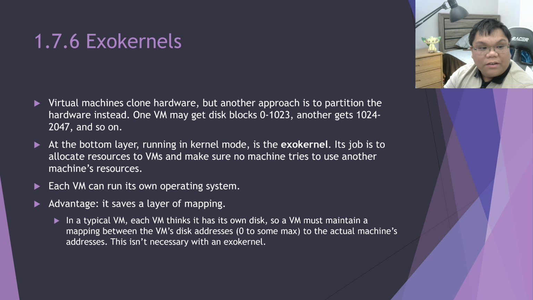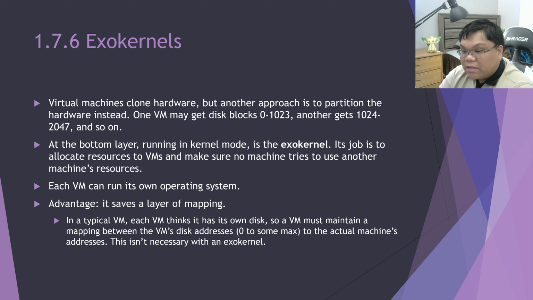And there's another one called exokernels. Virtual machines clone hardware, but another approach is to partition the hardware instead. So one VM may get disk blocks 0 to 1023, another one gets 1024 to 1047, and so on. At the bottom layer, running in kernel mode, is the exokernel. Its job is to allocate resources to virtual machines and make sure no machine tries to use another machine's resources. And each VM can run its own operating system.